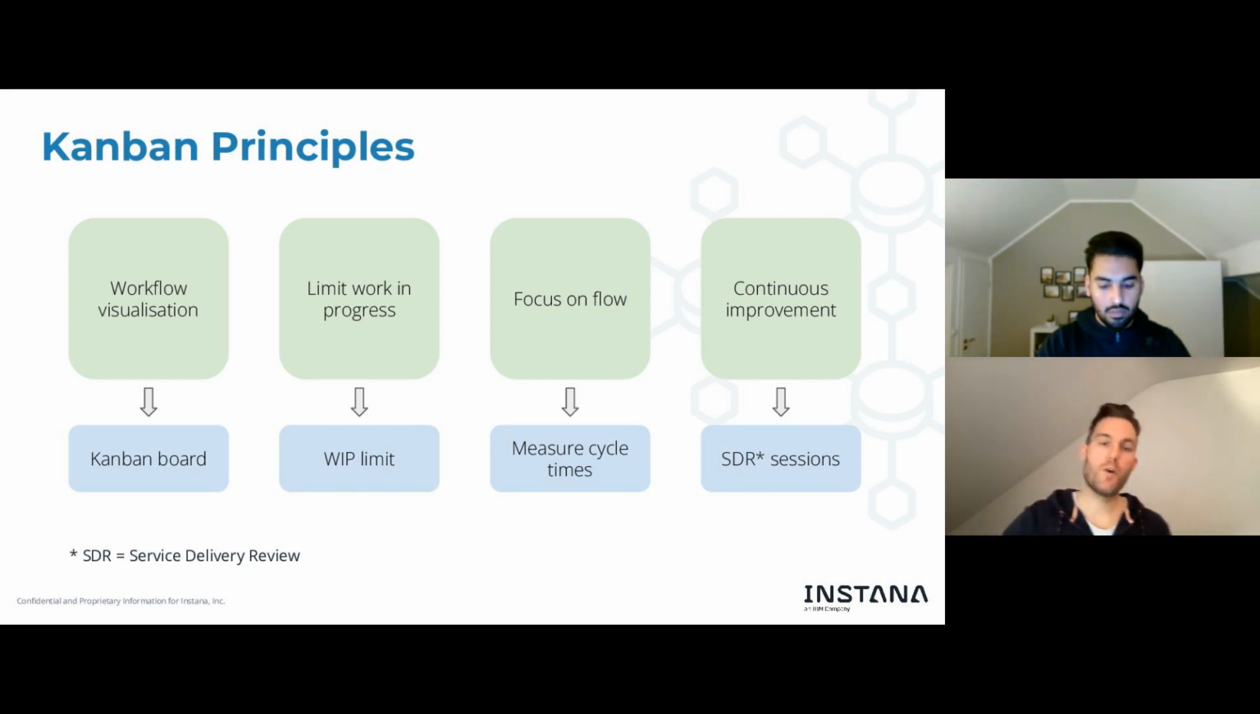Which brings us to focusing on flow, and I already mentioned it. We measure the cycle times for work items. So in retrospectives, we can look at the cycle times of certain work items and see, did we improve? Can we do something to maybe improve cycle times? Why did it take long?